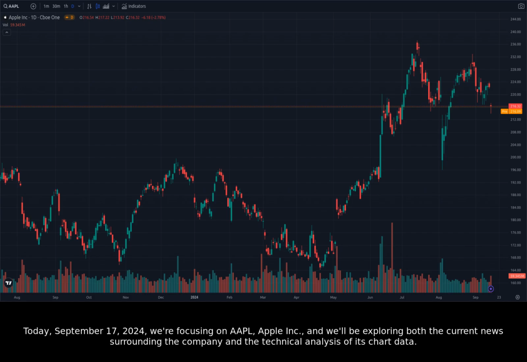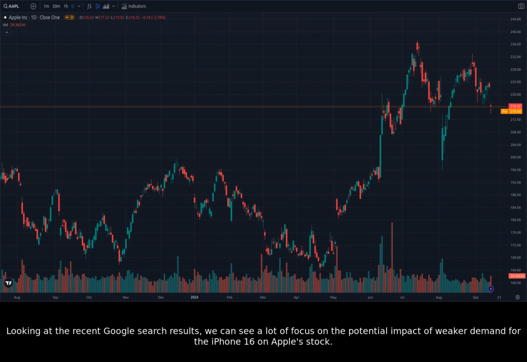Today, September 17th, 2024, we're focusing on Apple Incorporated, and we'll be exploring both the current news surrounding the company and the technical analysis of its chart data. Looking at the recent Google search results, we can see a lot of focus on the potential impact of weaker demand for the iPhone 16 on Apple's stock.